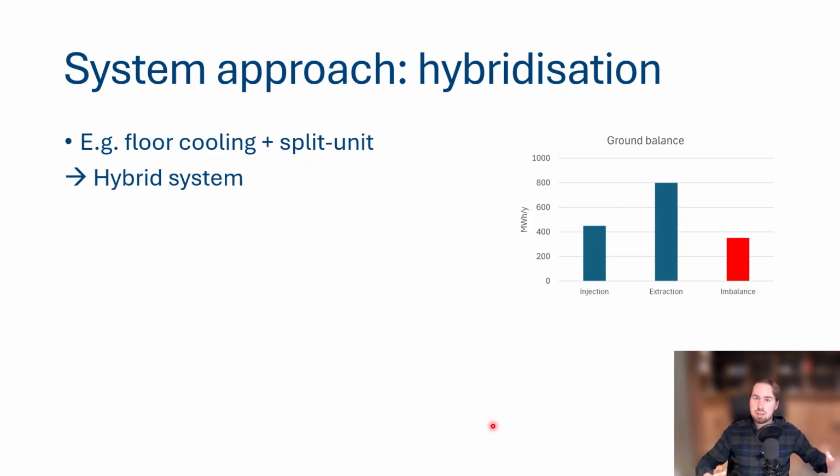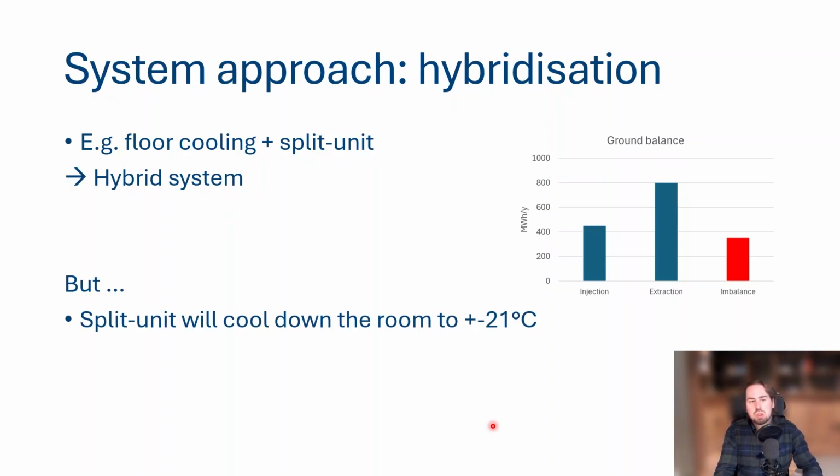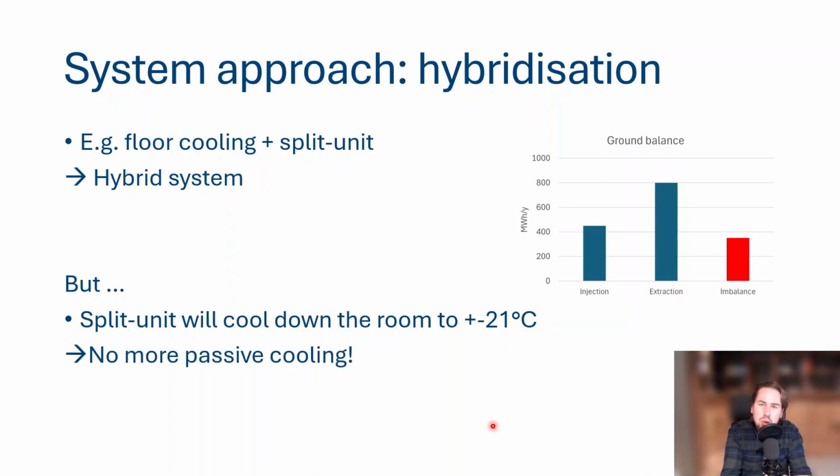So we now have a hybrid system, part of it with the floor cooling, part of it with the split unit, part of it is geothermal, and another technology is air-based. Now, you can think, oh, hybrid system, nice, we can solve quite a lot of problems with this. But the problem is that this split unit will cool down the air in the room to easy 21 degrees. Nice summer comfort. But the problem is that at these temperatures, there is no more passive cooling. There is no more free cooling because the air in the room is already too cold to be able to transfer heat to the floor and to the geothermal system.